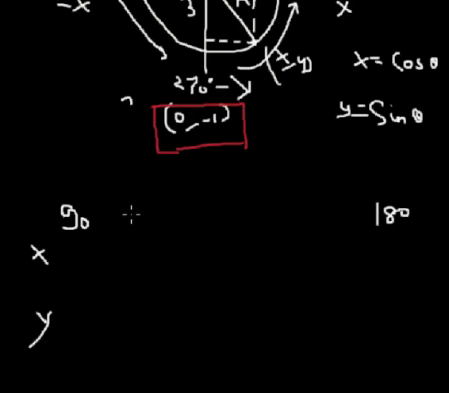It's 90, 120, 135, 150 and then 180. So these are the angles between 90 and 180 which we want to find. At 90, the x value is 0 and the y value is 1, and at 180 the x value is negative 1 and the y value is 0. So we start from 0 to 1.